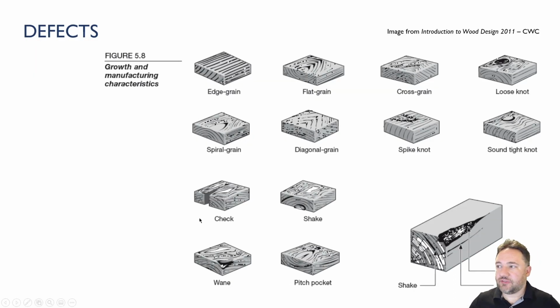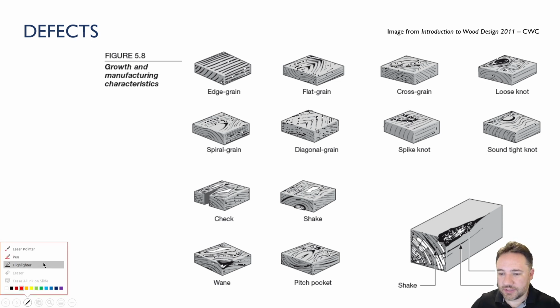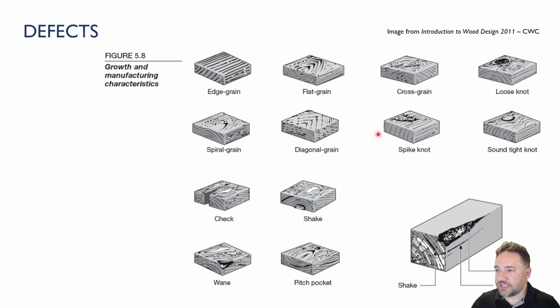This is a nice figure from the Introduction to Wood Design text and from the CWC, and it shows all of the different defects that you can have in wood members, as well as giving some idea about grain.